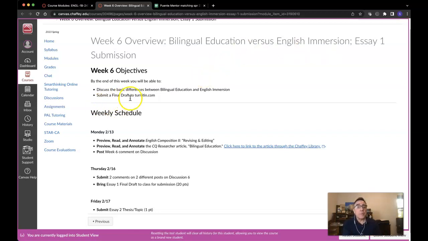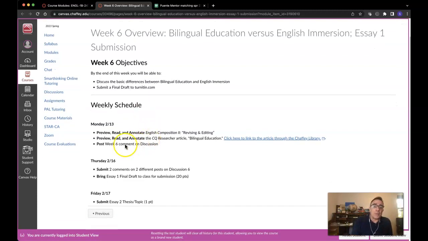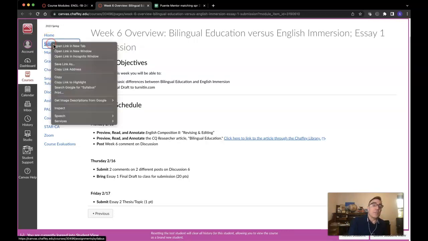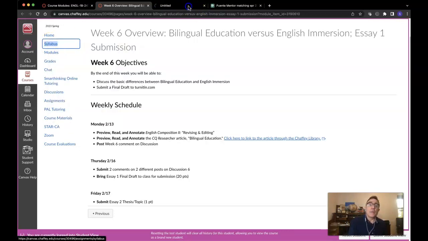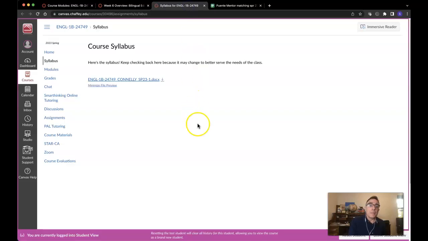Now, you're also going to be submitting a final draft of your first essay to turnitin.com. Let's go ahead and go through the weekly schedule. You've got a little bit of reading in English Composition 2, revising and editing. Remember, that is our online English textbook. You can find the hyperlink to that on the syllabus. You just jump over to the syllabus. You'll see it right in there.